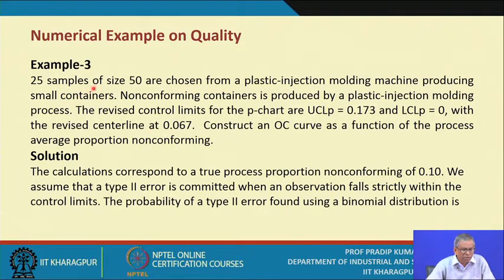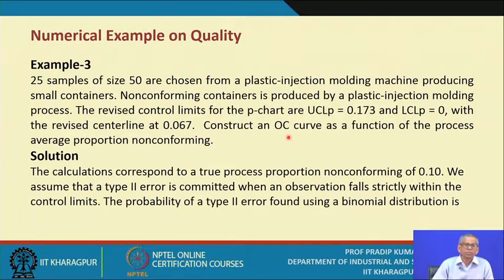25 samples of size 50, that means sample size is 50, are chosen from a plastic injection molding machine producing small containers. Non-conforming containers are produced by a plastic injection molding process. The revised control limits for the P chart are these. That means the final control limits are: the upper control limit for the P control chart is 0.173, and the lower control limit is 0, with the revised center line at 0.067. Construct an OC curve.